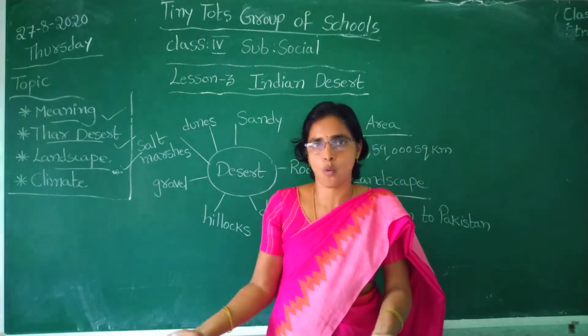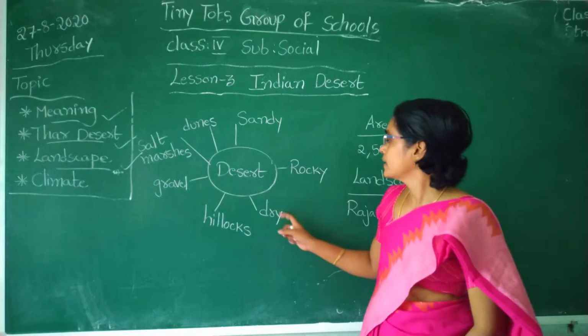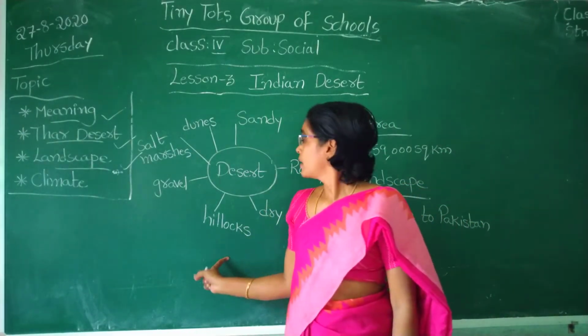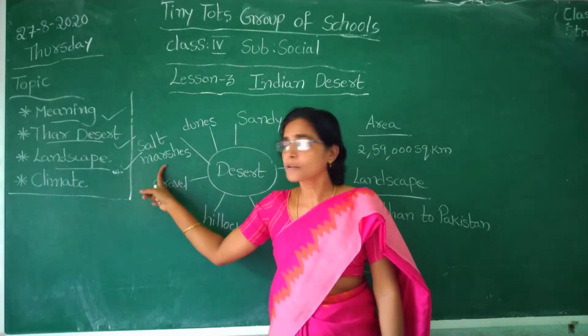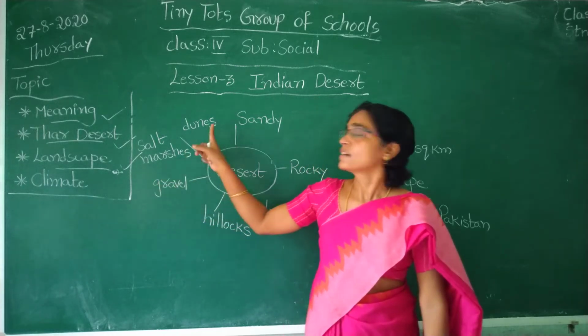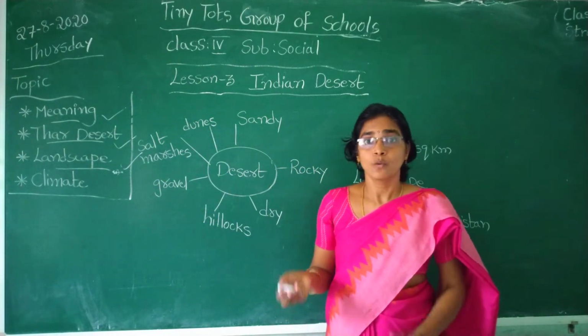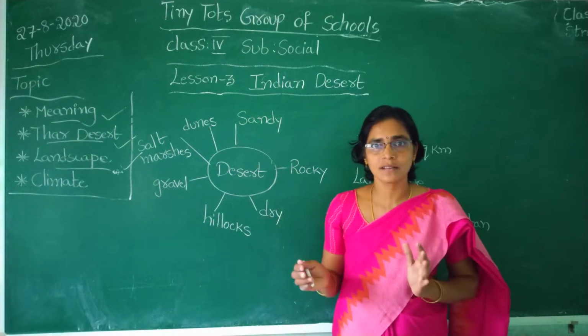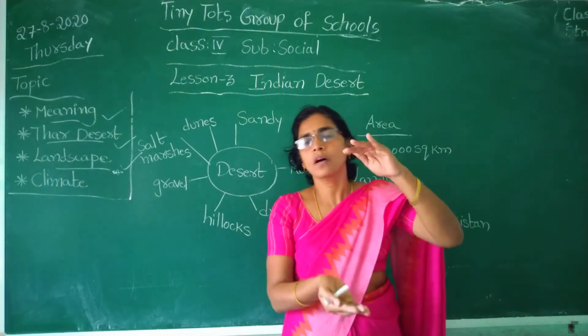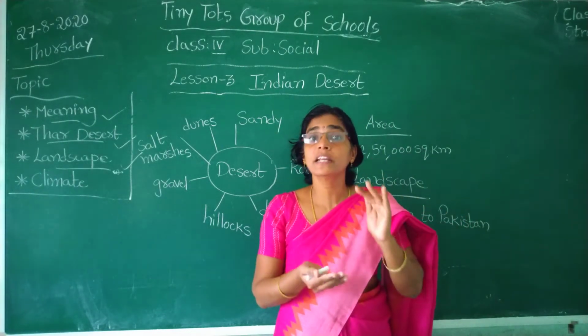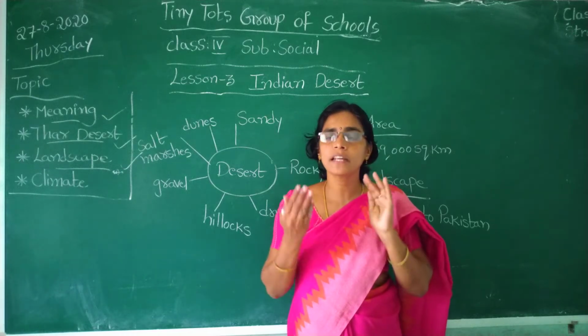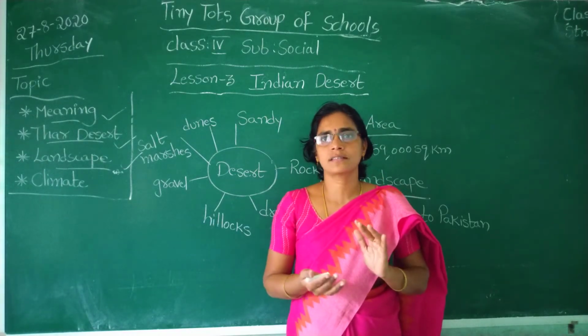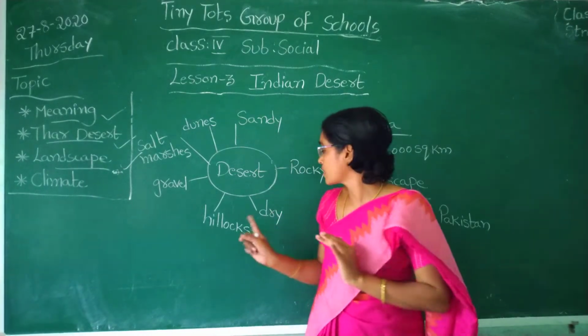What does it have? See, it has hillocks and gravel, salt marshes and sand dunes. What is meant by hillocks? Small hills which are made with sand and rocks. Those are called hillocks.